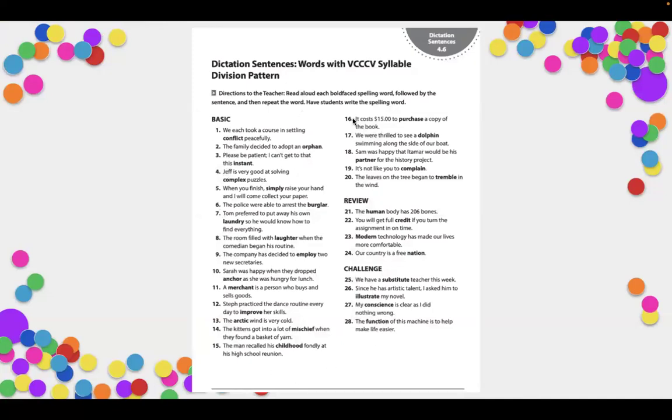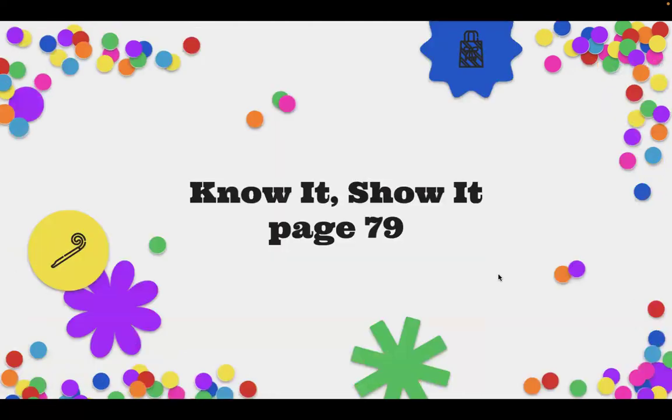These are our spelling words, and these are them in a division pattern and dictation sentence format. We will be seeing these words throughout our readings. They will not be tested. Then we did Know It Show at page 79. If you were absent today, I do have it ready for you to complete when you come back.